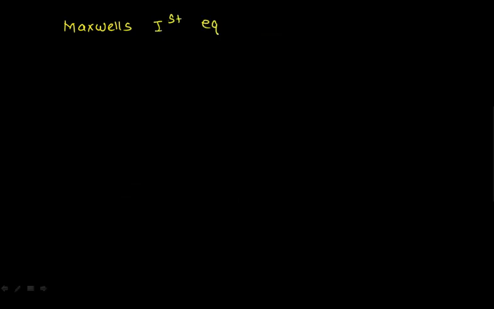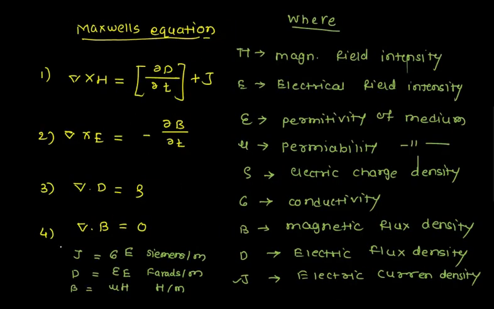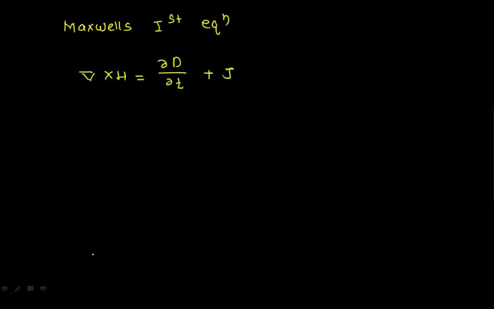So if I recall Maxwell's first equation, del cross H equals del of d by dt plus J. Now you know that J is nothing but sigma E, and D is epsilon E. So I'll just put those values in my equation. Okay, so I have got this first equation.